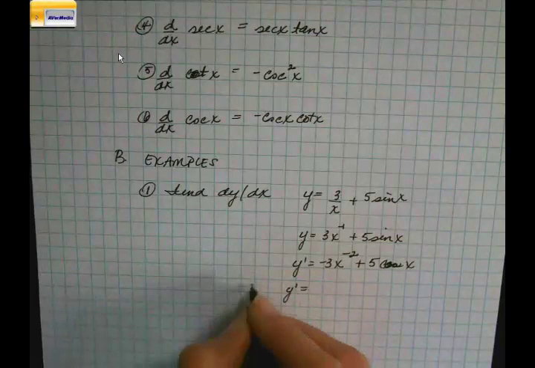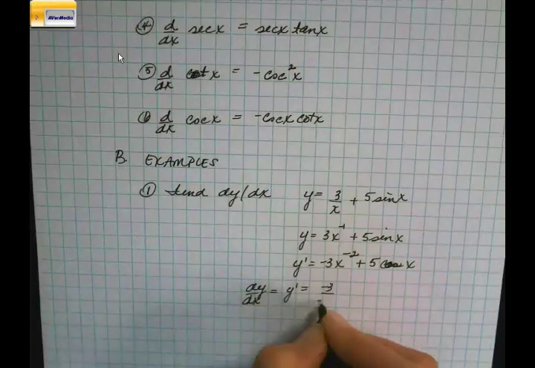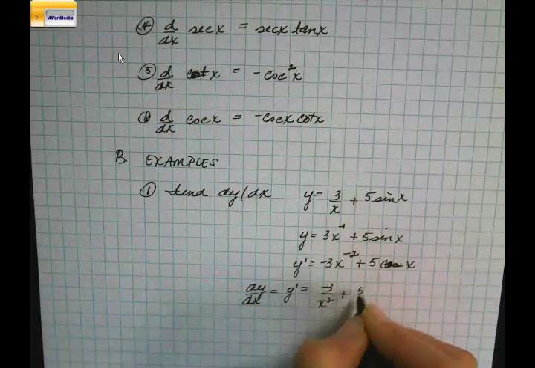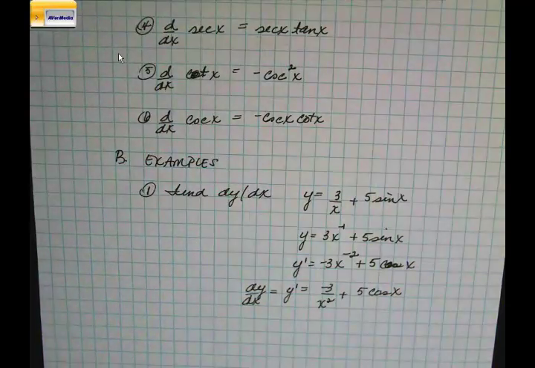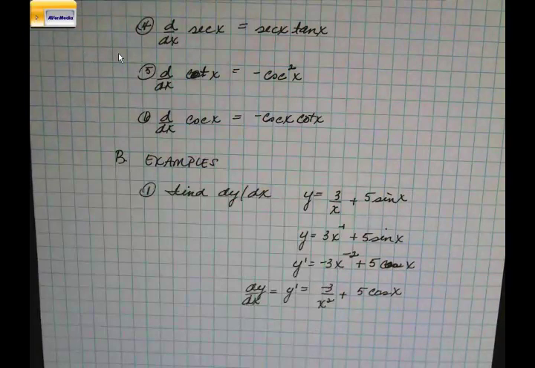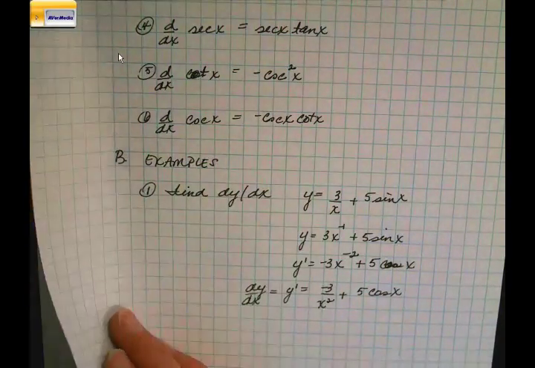And so then to go ahead and write your answer, and remember y prime is the same as dy dx, would be negative 3 over x squared plus 5 cosine x. It's just that simple. Nothing tricky. Just takes a little practice. Of course, they're going to get a little more difficult, and it just takes some practice. It's kind of fun.